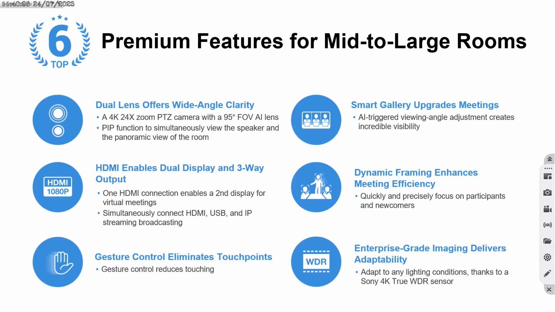Smart Gallery offers a different kind of meeting room experience. And the fifth one is dynamic framing. Dynamic framing enhances meeting efficiency because of the dual lens. The dual lens can offer different views to make the meeting room more efficient, quick and precise. And the last one: because this camera has a Sony 4K True WDR sensor, it can offer enterprise-grade image quality.